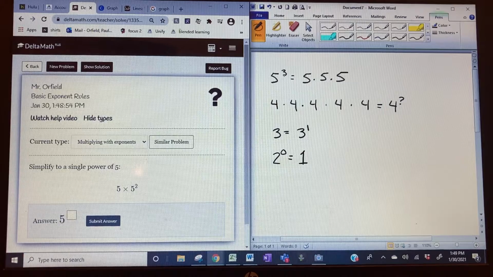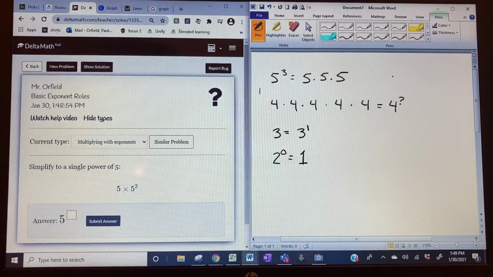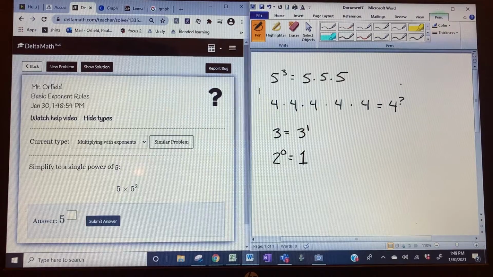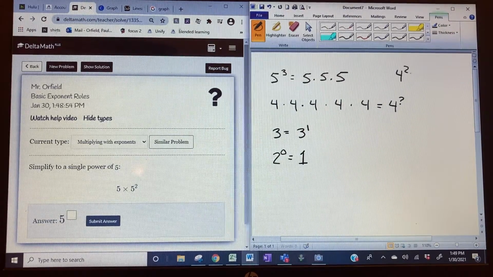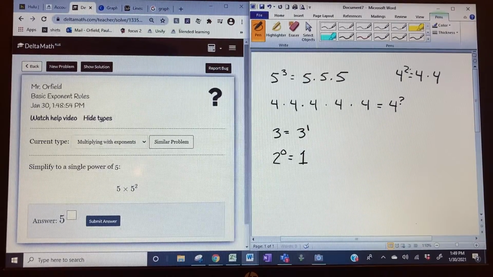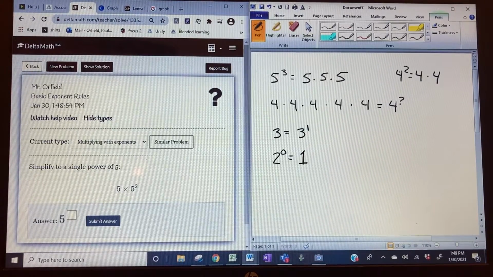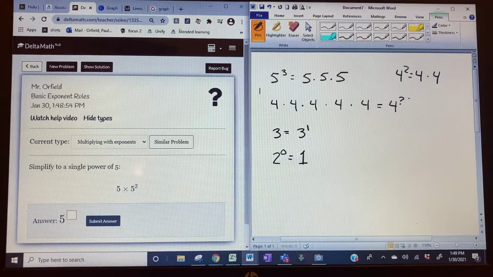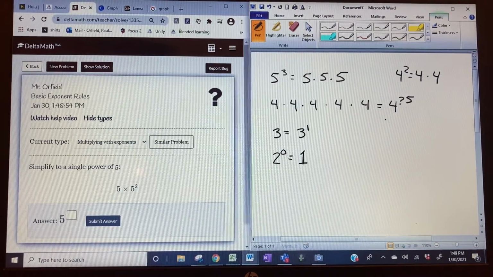So 5 to the third is the same as writing 5 times 5 times 5. Similarly, you probably already knew that something like 4 squared is equal to 4 times 4. Okay, so the exponent simply tells me how many times I'm going to multiply these numbers together. So if I have 4 times 4 times 4 times 4 times 4, that's 5 of them. That'd be 4 to the 5th power.